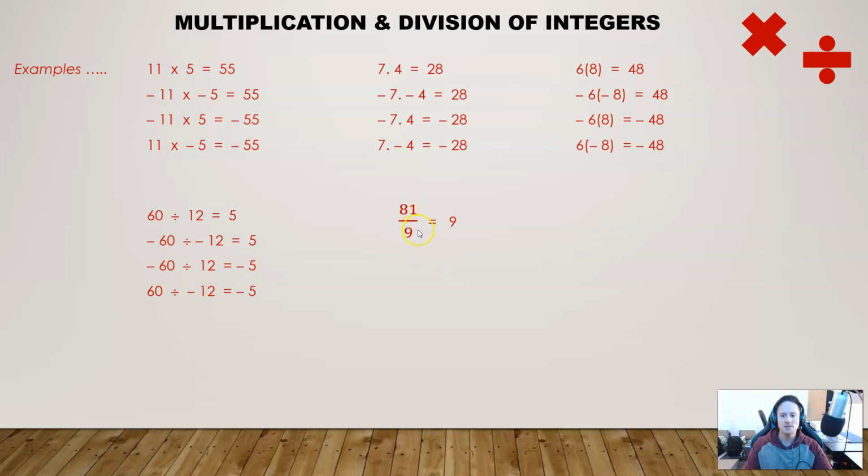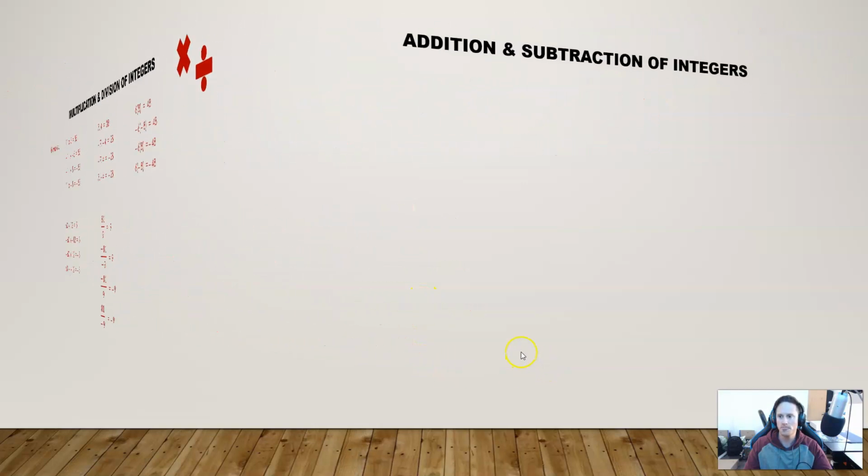81 divided by 9, represented slightly differently. Positive numbers, positive answer. Negative numbers, both of them, the sign is the same, positive. Signs are different, negative. Signs are different, negative. So it doesn't matter if the negative number is on the top or on the bottom.